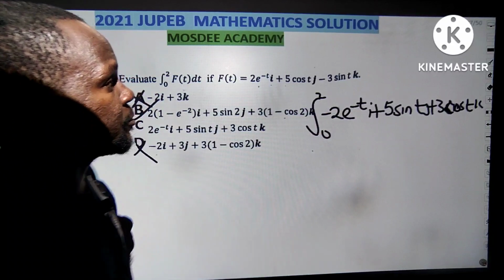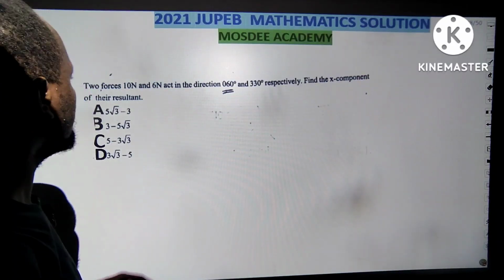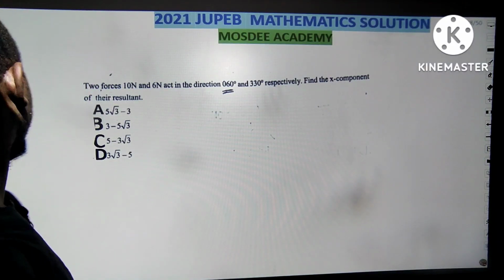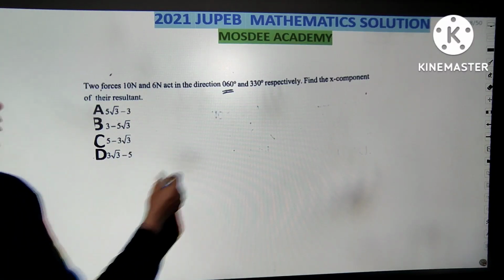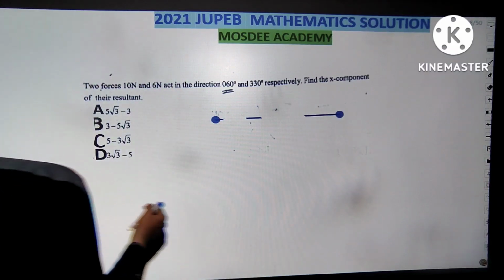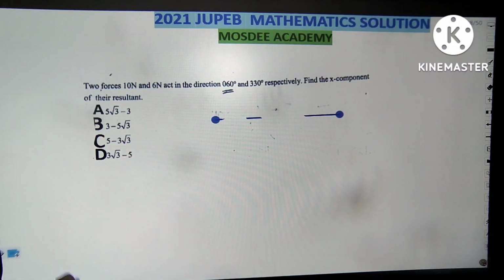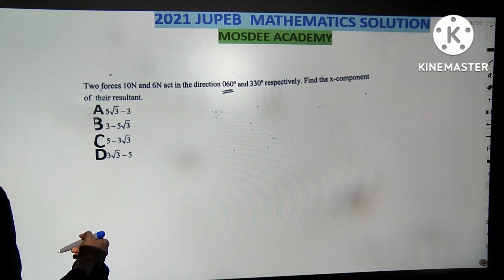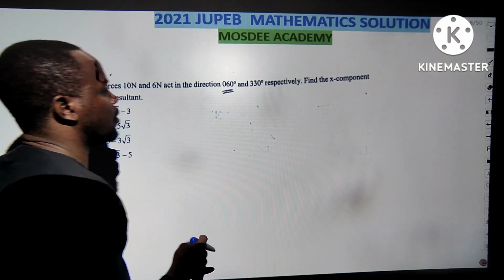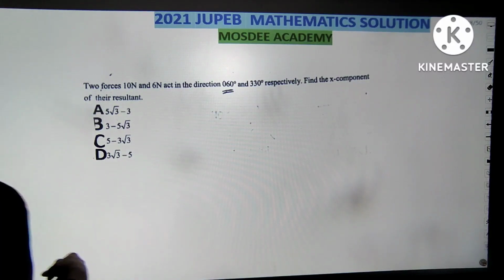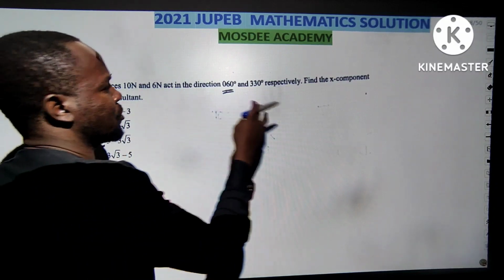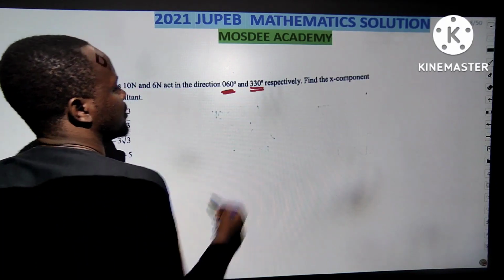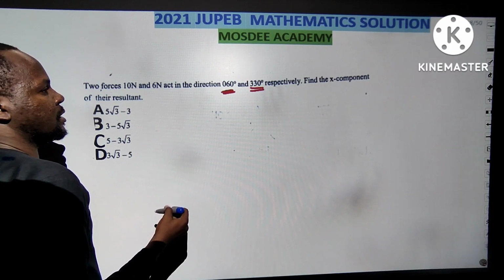We are almost there. Question 38. Now this one says, what happened to this one? I just wrote. Wow, it cannot write. So let's see if we can use a red marker. I think red should write on anything. We have 2 forces, 10 Newton and 6 Newton. So just show the 2 forces, 10 Newton and 6 Newton.